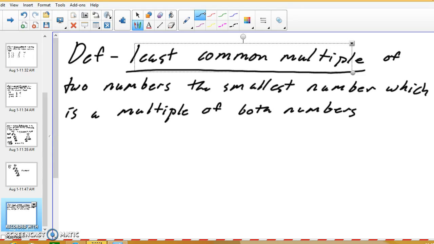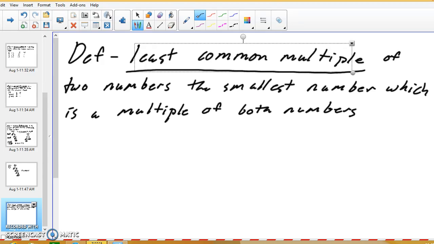So again, now why do we care about prime factorizations? Well, we use them in order to find least common multiples, which, like I said, will come up in later lessons when it comes to fractions and things of that nature. So what is a least common multiple? Well, a least common multiple of two numbers is the smallest number which is a multiple of both numbers.